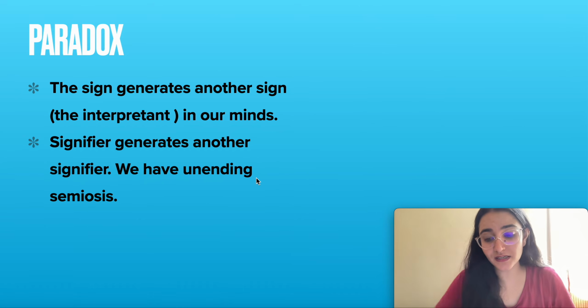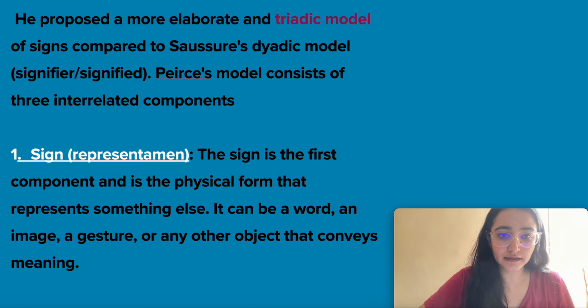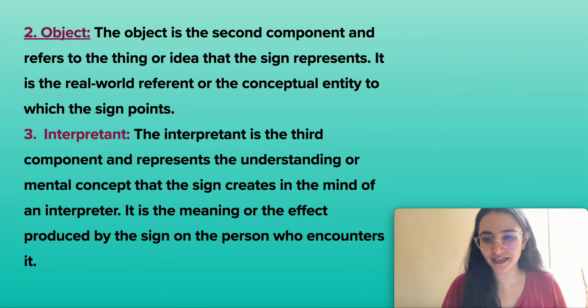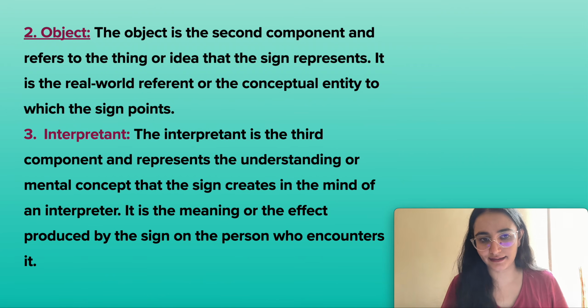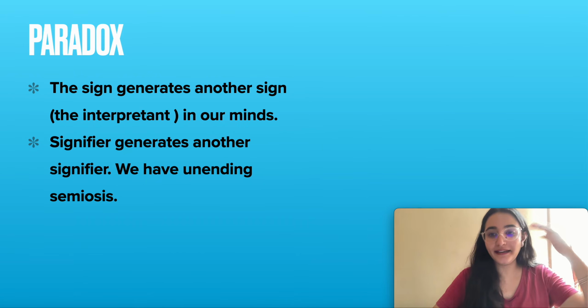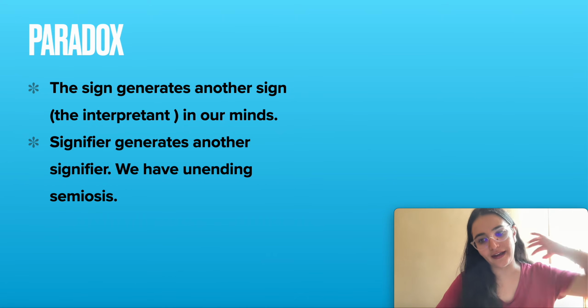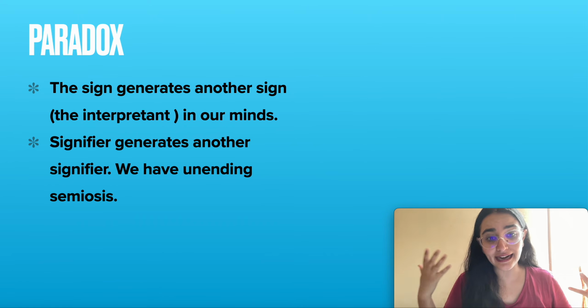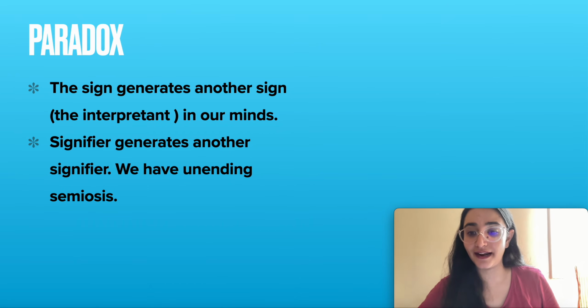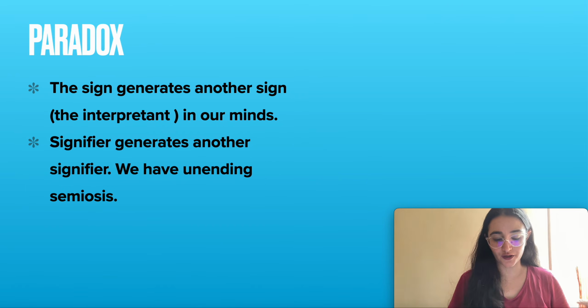What is semiosis? This entire process that takes place, that you get a signifier, you try and understand the meaning of it, and you understand what is the object being referred to. This entire process is called semiosis. But we keep on getting different signifiers in our head, and we have unending semiosis. The semiosis never ends because we don't reach the final meaning, and that is the paradox.